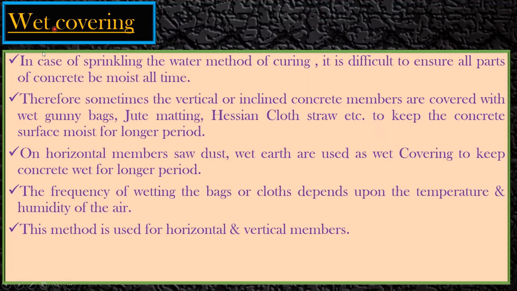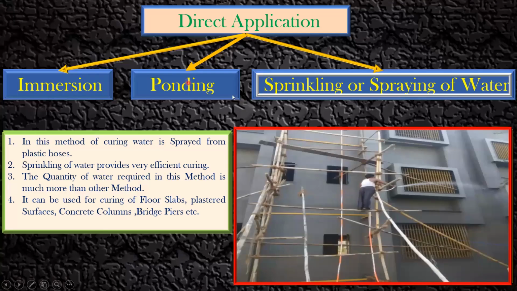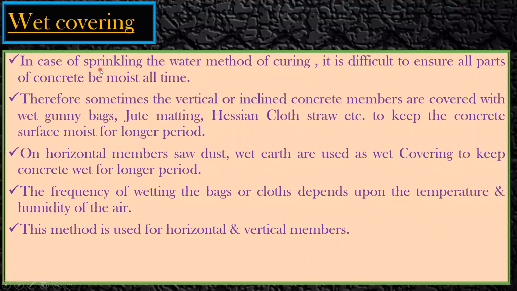So the next method we have is wet covering. In case of the sprinkling method of curing, it is difficult to ensure all parts of the concrete stay moist at all times, right? That means, let us say you're standing here and you're sprinkling the water here. You cannot assure that the water will be sprayed on all the surfaces. Sometimes there may be some surfaces where the water has not reached. So this is what is meant by the first point.